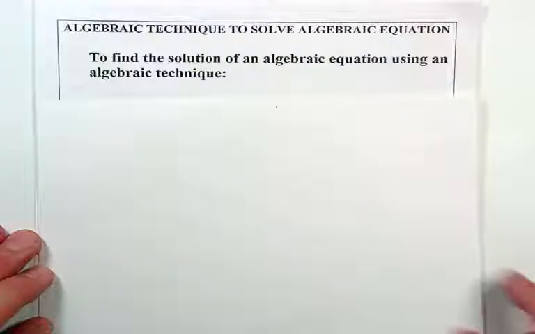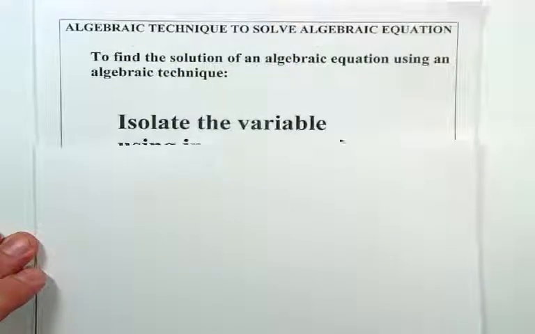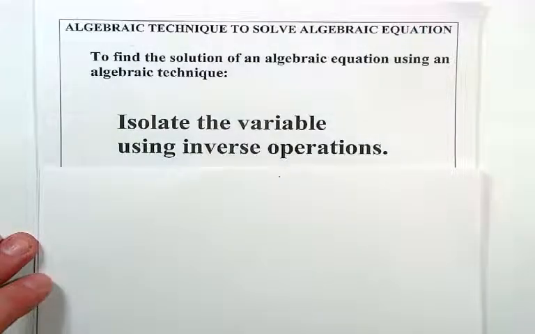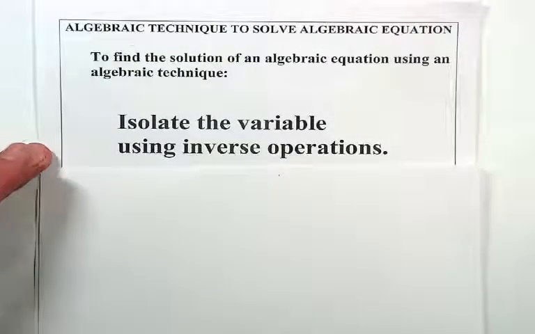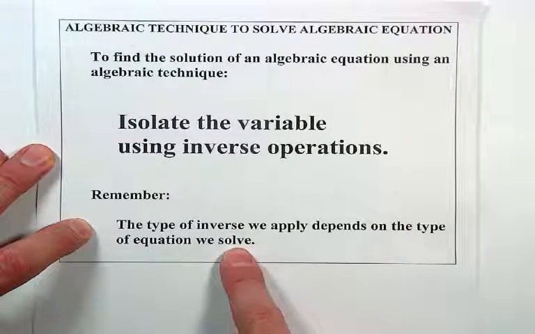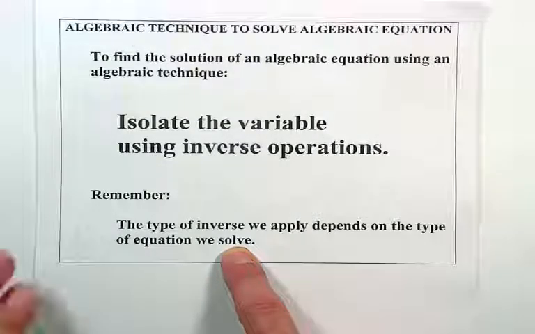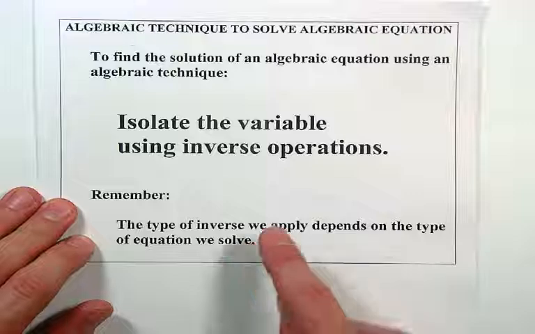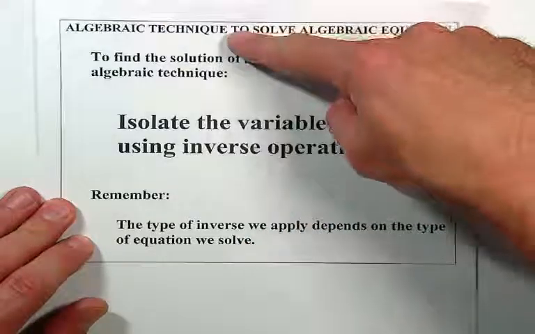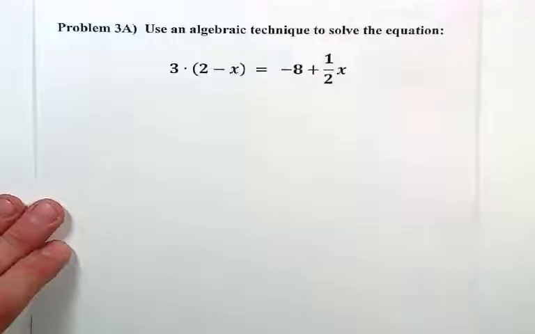We recall that to find the solution of an algebraic equation using an algebraic technique, we isolate the variable using inverse operation. Remember the extra bit of information? The type of inverse we apply depends on the type of equation we solve. We have 6 different types of equation. Each is going to have its own inverse. Let's take a look at a problem that asks us to solve an equation algebraically.